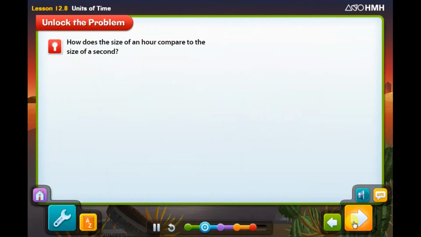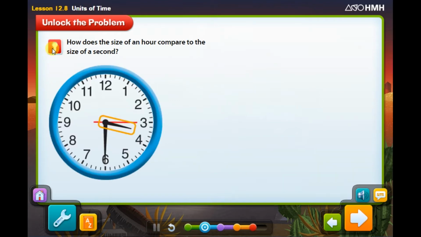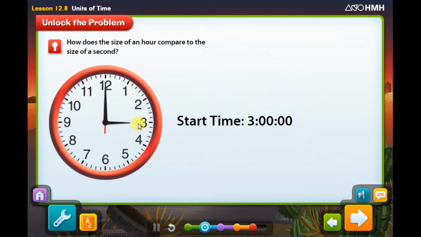Let's compare units of time. How does the size of an hour compare to the size of a second? Let's unlock the problem. This is an analog clock. It has an hour hand, a minute hand, and a second hand to measure time. 3 different hands. You can read this time as 3:30 and 15 seconds, or 30 minutes and 15 seconds after 3 o'clock.